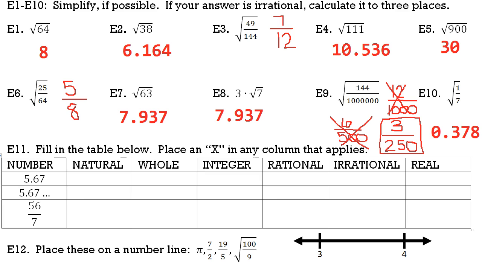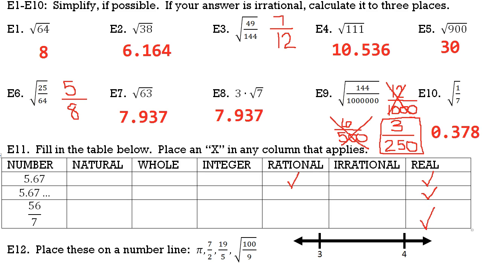All right. Let's get into this table right here. Is 5.67 natural? No. Whole? No. An integer? No. It is rational, however, because we could write it as a fraction if we wanted to. So it would be 5 and 67 over 100, or you could make it improper. You could say 567 over 100. It's all the same. Now, since it is rational, it is not irrational, but it is real. We can cut to the chase on that. These are all going to be real.